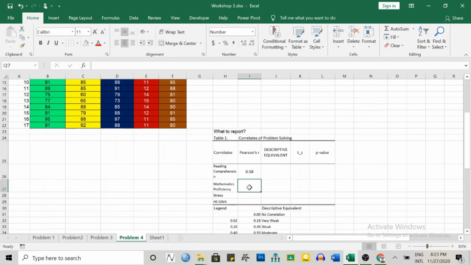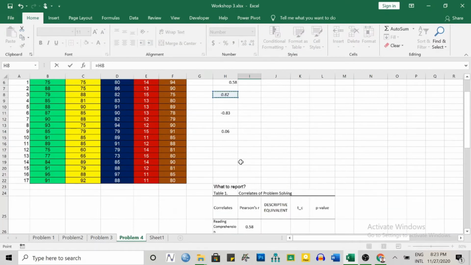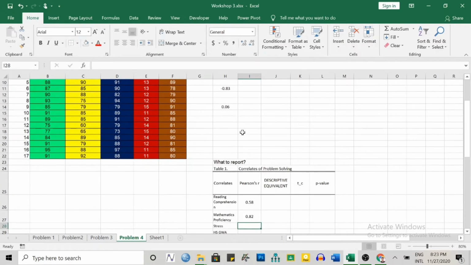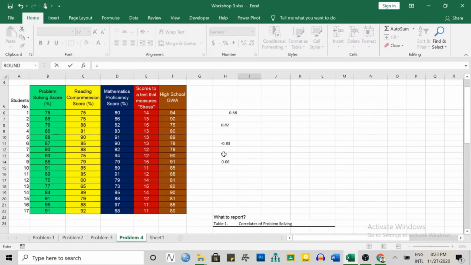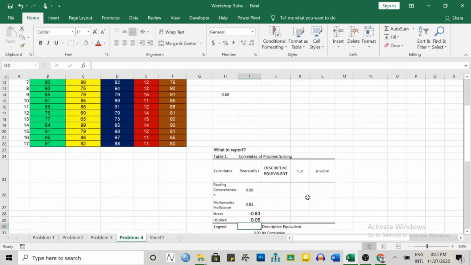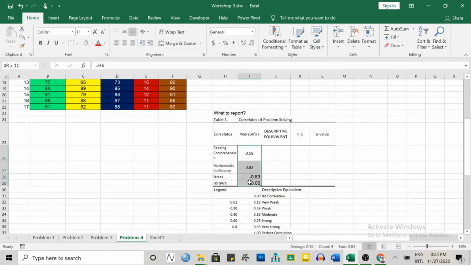This value. We have the second pair of variables being correlated. The correlation coefficient is 0.82. We have also this one, third pair of variables being correlated, and the last one. So here are our correlation coefficients. Let me organize it first.